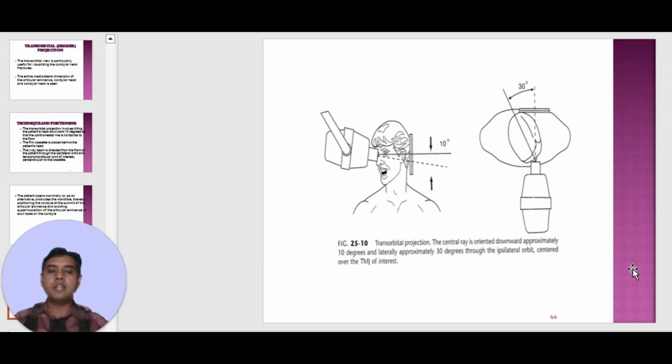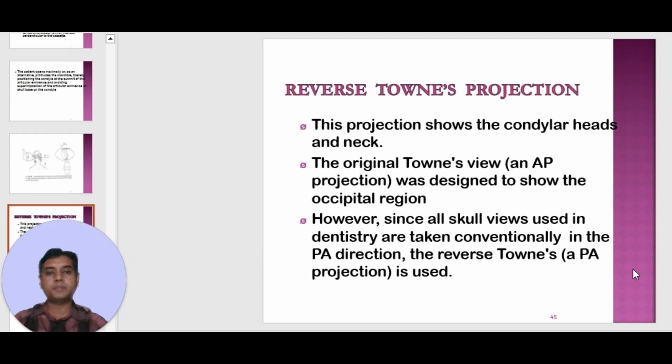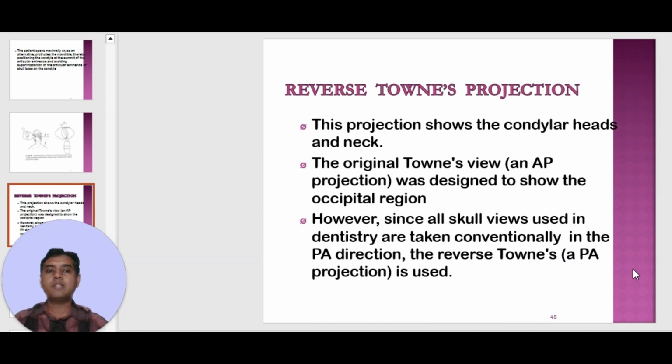The central ray is oriented downward approximately 10 degrees and laterally approximately 30 degrees through the ipsilateral orbit, centered over the TMJ of interest. Now coming to the last projection, the reverse Towne projection. This projection shows the condylar heads and neck. The original Towne's projection, which is an anterior-posterior projection, was designed to show the occipital region. But here, in order to assess the condyle, we use the reverse Towne projection, hence the name.